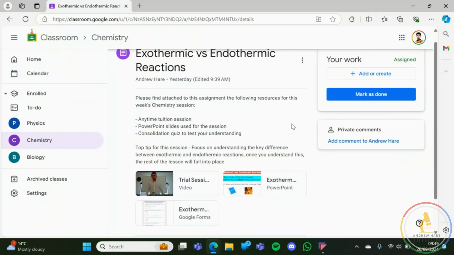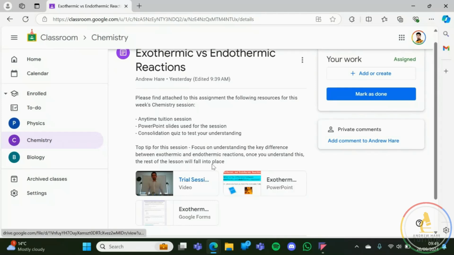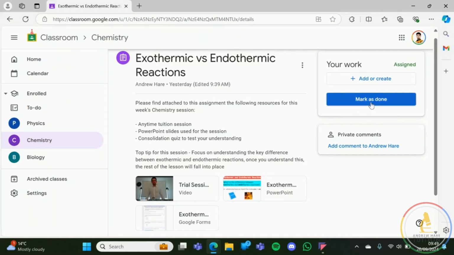You can see we're going to just have a nice description of all the things that are within this session, a top tip for what you need to focus on this session. You've got the video recording, you've got the PowerPoint for the session, and you've got the Google quiz to consolidate your understanding. You can even mark your work as done, so you can keep track of which assignments you've completed and which are left outstanding.